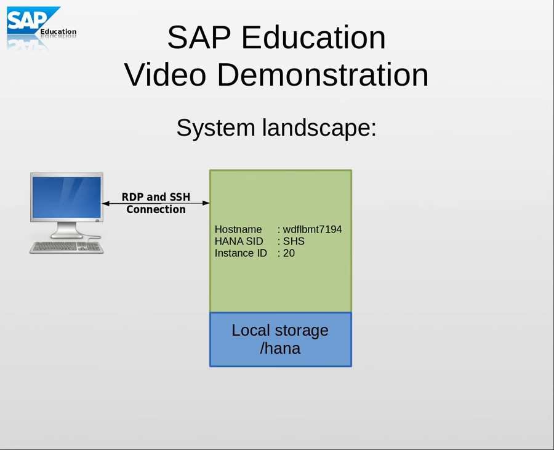For the landscape, we are using the landscape shown here in this slide. On the left hand side you will see here the local PC that you will be using, and from this local PC you will be able to create a remote desktop connection or a secure shell connection to the server. The server, called hdblcmgui, will be used for this demonstration, and on this one we will install a system called SHS, and also we use the instance ID 20. The HANA system will be installed on the local storage in the subdirectory as /HANA.